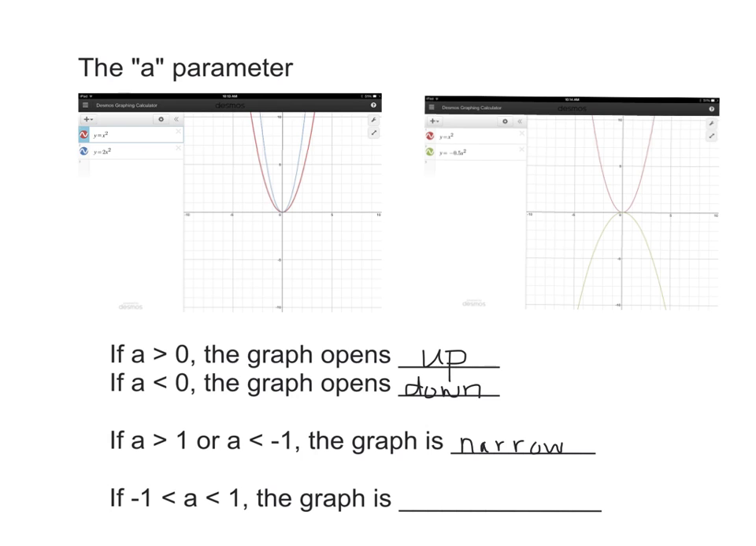If a is between negative 1 and 1, so that would be something like 1/2 or 1/4 or negative 0.2, those kinds of numbers, the graph is going to be wide. And again, wide compared to y equals x squared. So it's going to make it wider. See how this green one is wider than the red? Because it has an a value that's between negative 1 and 1. It's negative 0.5.